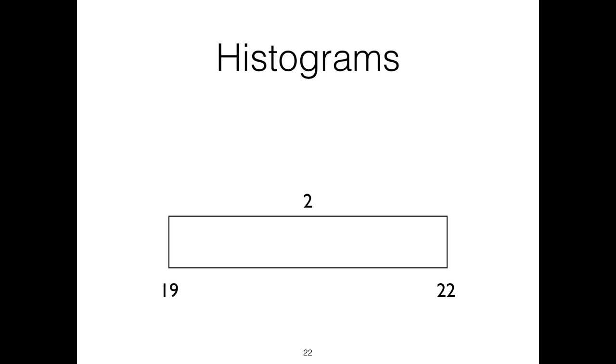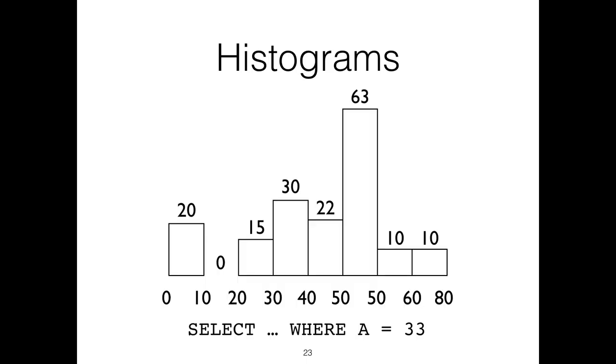Okay, so how do we actually use this information? Let's say that I have, excuse me, 1,700 records, and I've generated a histogram that tells me how many records I have in each bucket on average. So if I was looking for records where A was 33, how would I go about doing that?